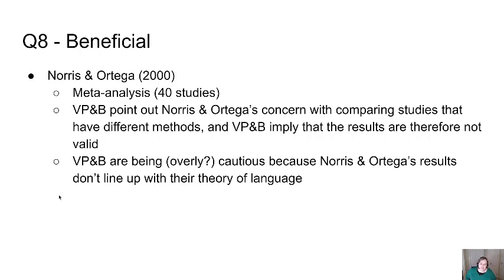They might say they're being cautious in general. I think they're being overly cautious because Norris and Ortega's results don't line up with their theory of language, right? I told you at the beginning of this presentation, Van Patten kinda is on the crash and bandwagon about instruction a little bit. He changes tune slightly, but anyway, they're looking at Norris and Ortega's results in that kind of framing of it.